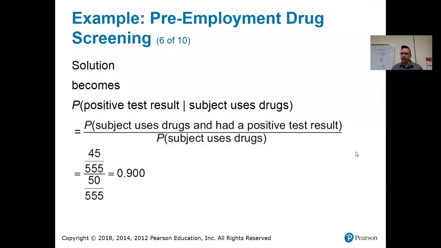All right, so the probability of getting a positive test result given that the subject uses drugs, I'm going to point to what's written behind me. The probability of B given A, according to the formula, is probability of A and B divided by probability of A. We just figured out probability of A and B is 45 over 555. Probability of A is 50 over 555. To simplify that fraction, I'm going to multiply the top and the bottom by 555. That's going to cancel out, and it's going to leave me with 45 over 50. I'm going to change that into a decimal again. As a decimal, that becomes 0.900.